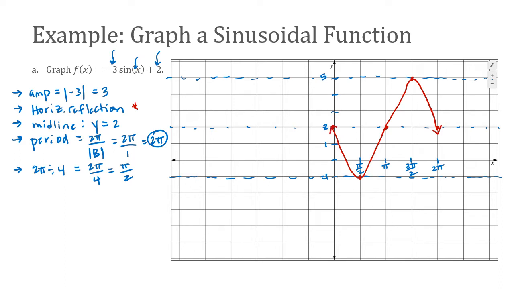Now, of course, if I wanted to continue this graph, I certainly could. I could label things to the left. I could label things more to the right. But this is an example of graphing one period of this function.